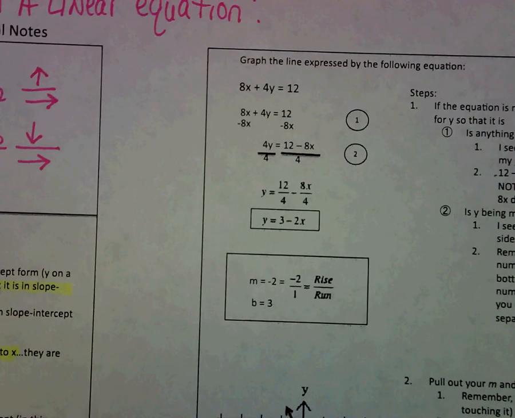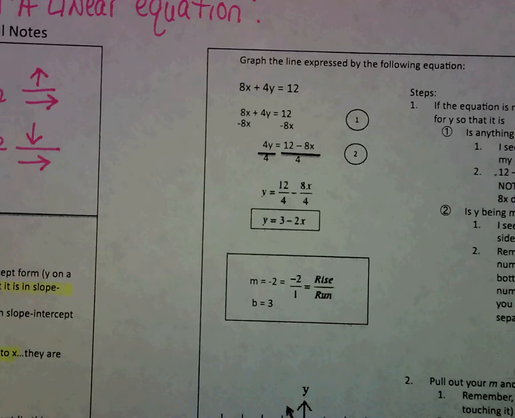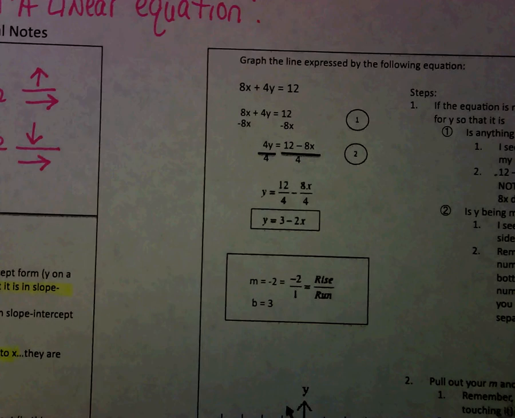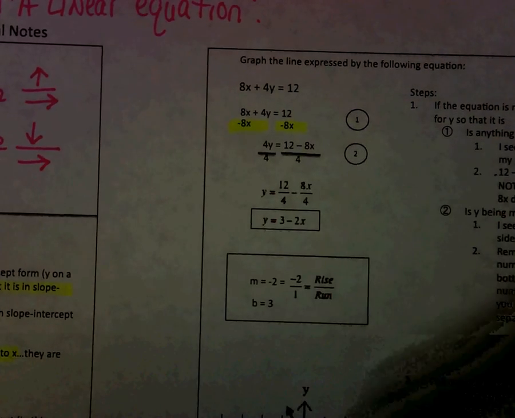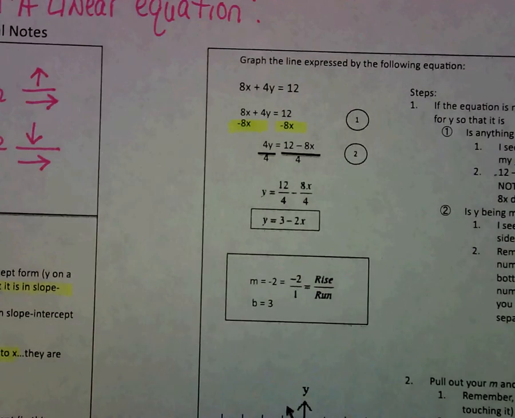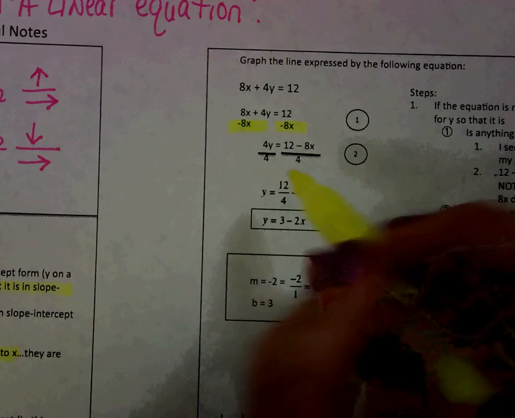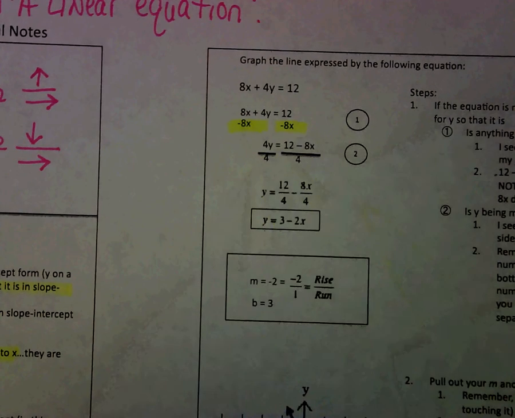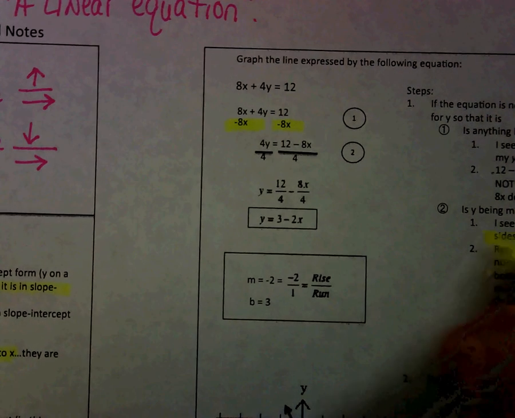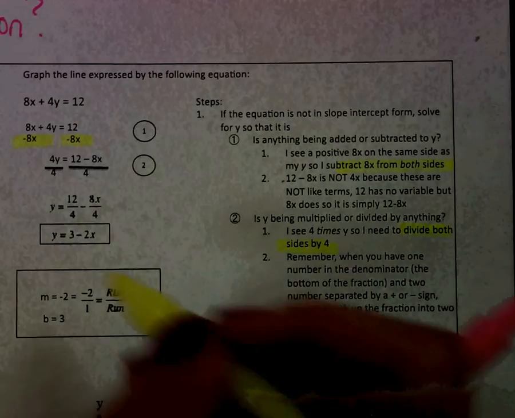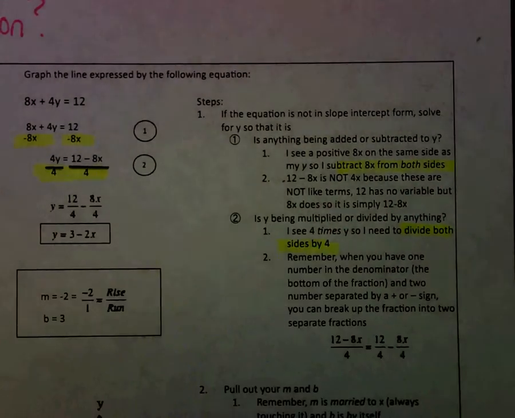Looking at the next example, you'll notice that this equation is not in slope-intercept form. And so in order to get this in slope-intercept form, we first have to move the 8x to the other side. Since it's a positive 8x, you see that we are subtracting it from both sides. When we move a whole term, we move it by adding or subtracting. Once we do that, the y is left with a 4, and since we just want to cancel out the 4, we're going to divide both sides by 4. And so that's why you see this division step.